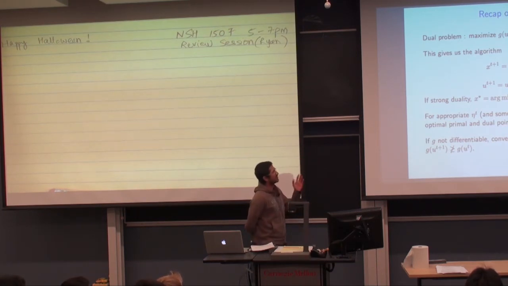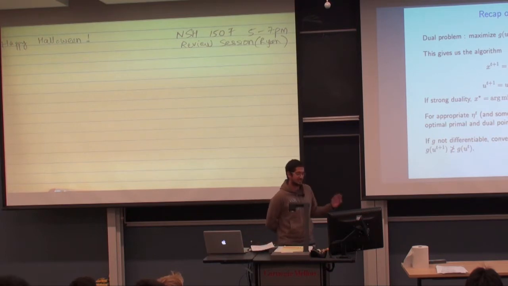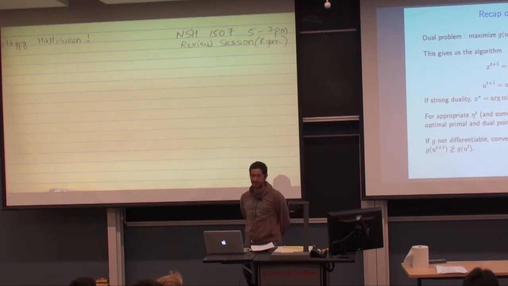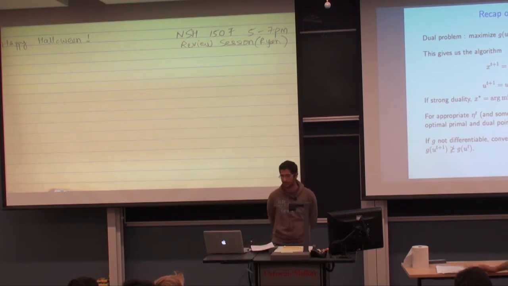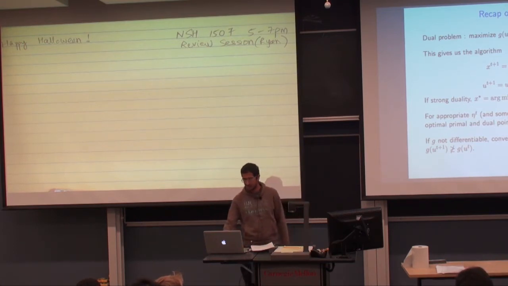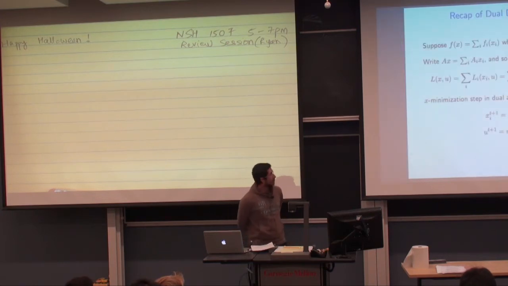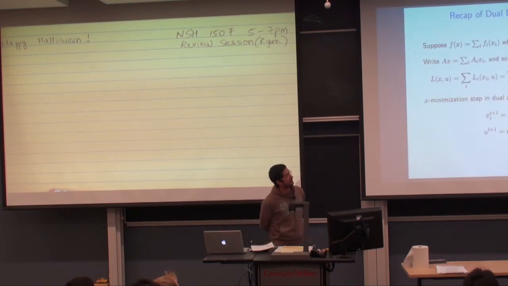But yeah, that's dual ascent. It's extremely simple. Just write down the dual function. It's quite easy in this case to find its subgradient. Just do subgradient ascent. That's quite easy. Okay, so this is just a recap of what dual decomposition ascent is.